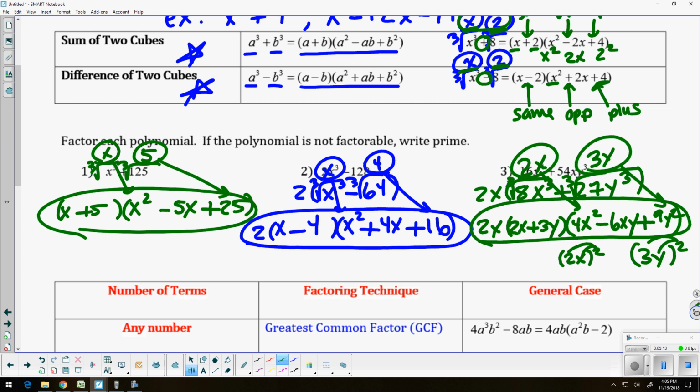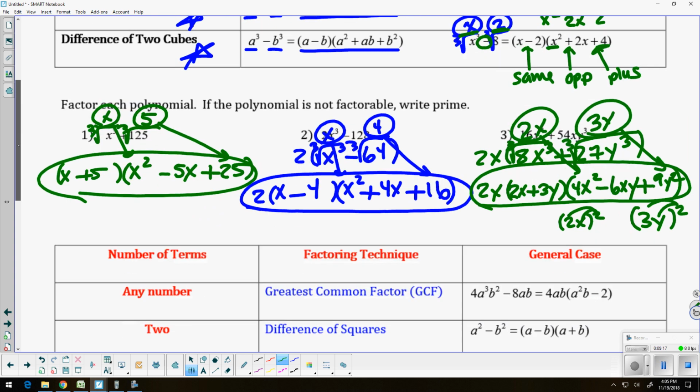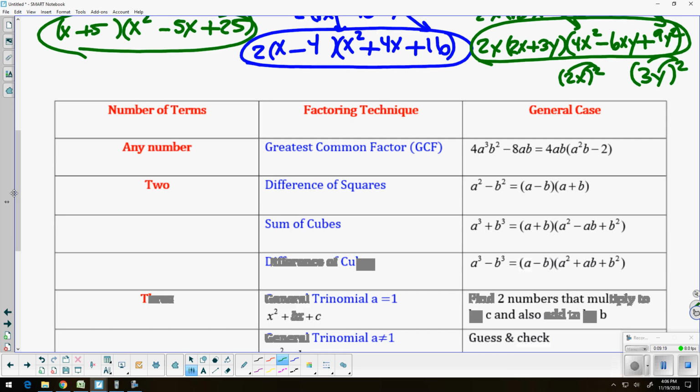Okay, so sums and differences of cubes. I just threw this chart on here to refresh everything that we've known about factoring so far. Starting with the basics, GCF: sometimes all you can do is take out the greatest common factor and then you're done. I have an example over here. If you have 4a cubed b squared minus 8ab, take out 4ab and then you still have a squared b minus 2 left over. Okay, difference of squares, I got an example, a squared minus b squared.